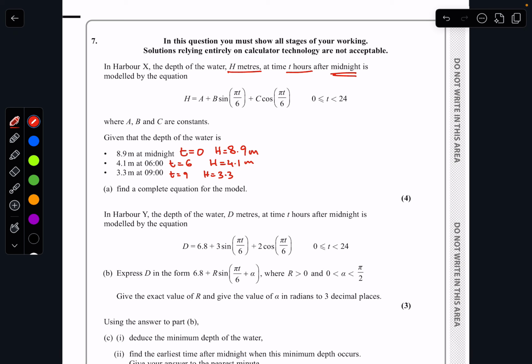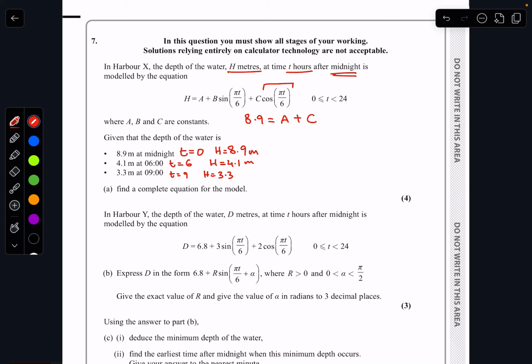Now let's try to substitute them in. If you substitute in the first one, 8.9 is equivalent to A. If I substitute T equal to 0, sine of 0 gives us 0, so the B term cancels out, and cos of 0 becomes 1. So that will be A plus C is equal to 8.9. Then we can substitute the other values as well, just by substituting the value of T, and making sure that you're working in radians because we have pi.